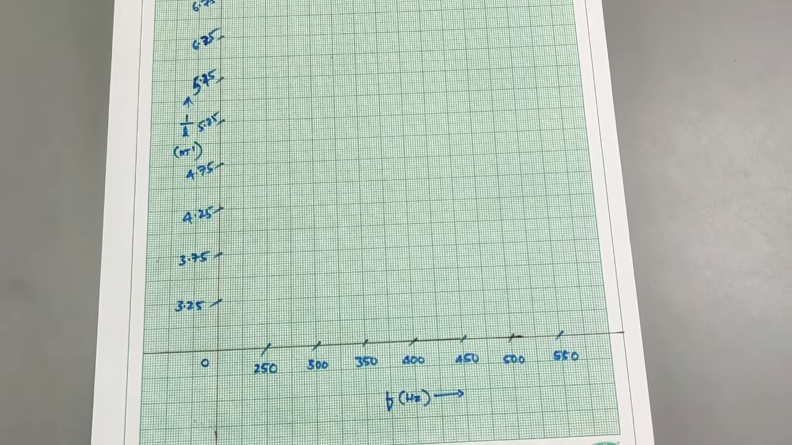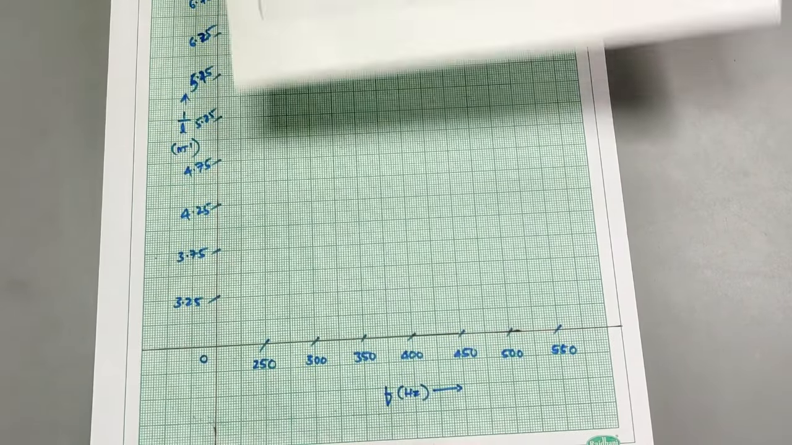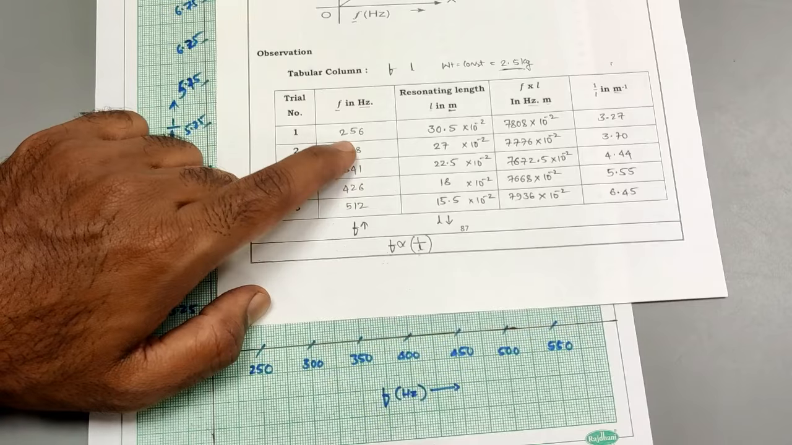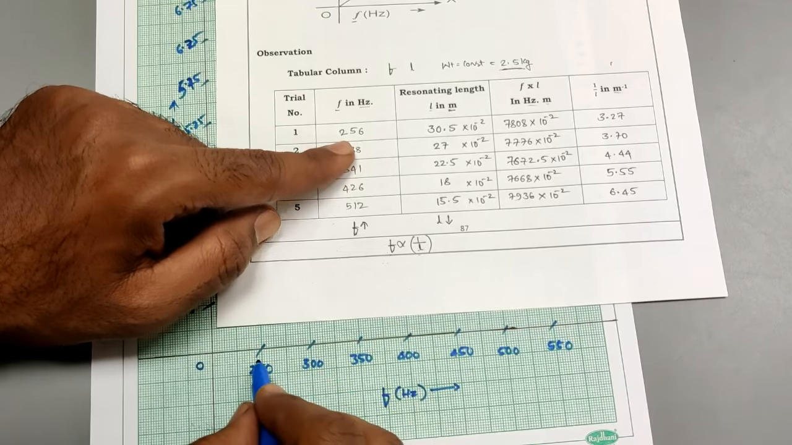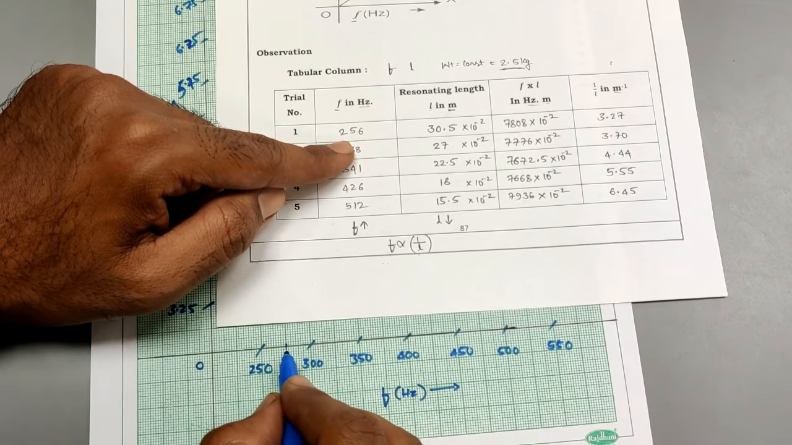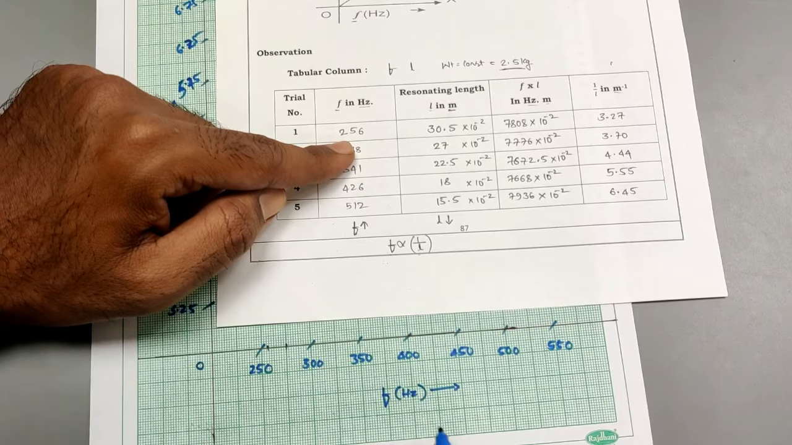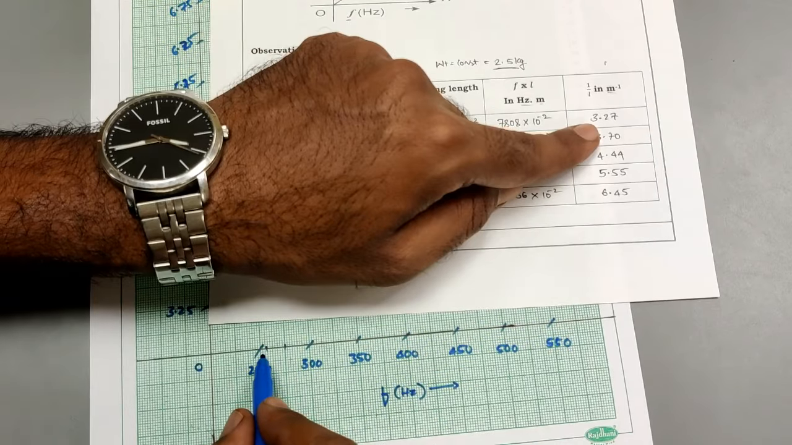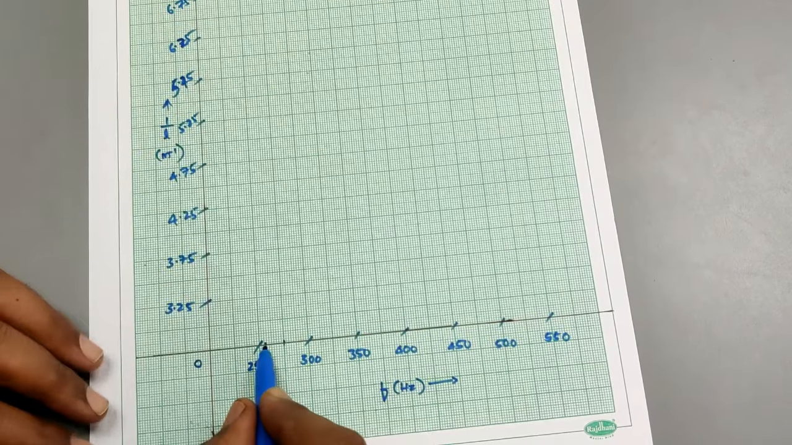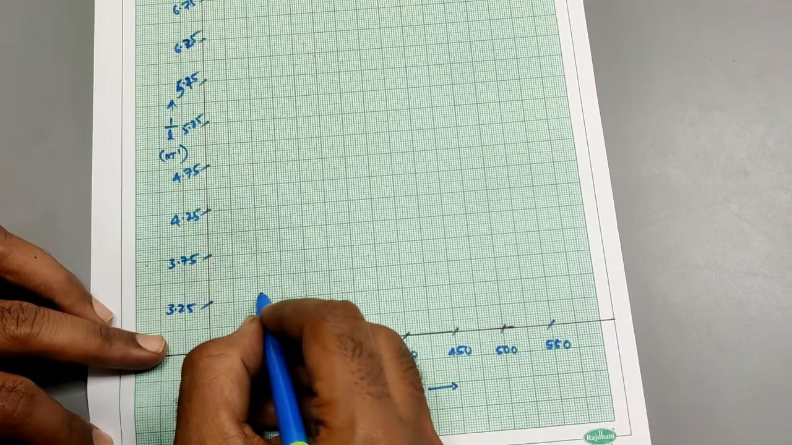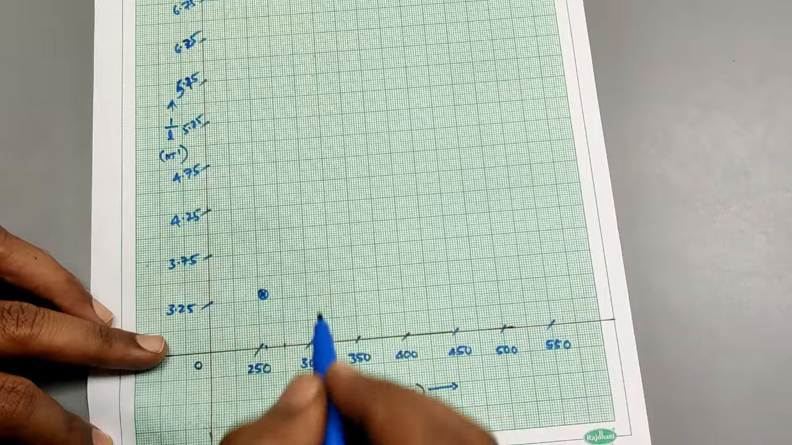See, check the values in your observation table and then plot the graph. First trial, how much is it? First trial, frequency is 256. This is 250, this is 300, so this will be 275. So 256 will be somewhere here, correct? How much is 1 by L? 3.27. So 256, 3.27. This is 3.25, so 3.27 will be somewhere here. So this is the first point.